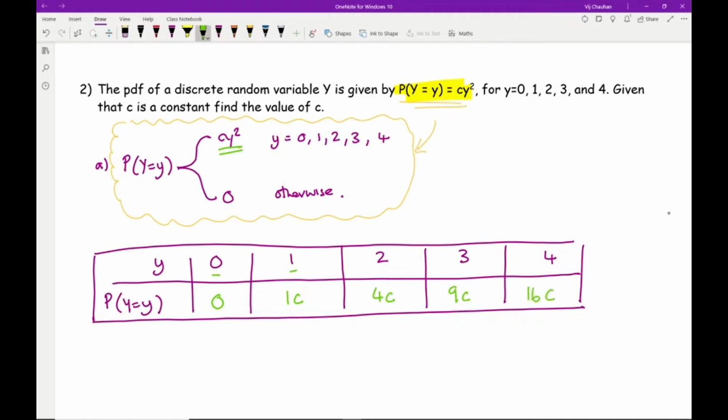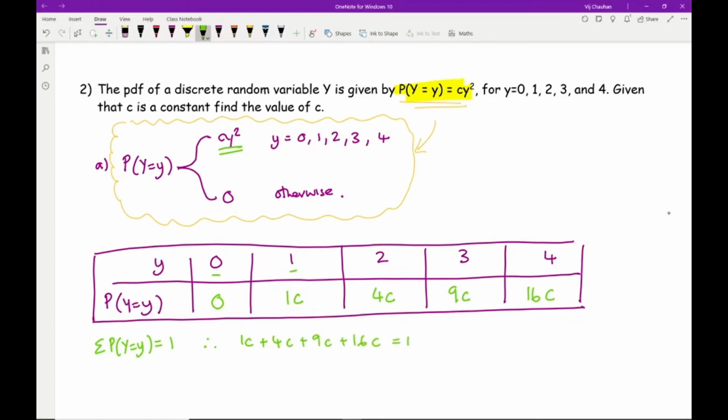Now as I said, one of the key principles of a probability distribution is that the probabilities must add up to 1. So the sum of the probabilities of Y equals y must equal 1. Therefore 1c plus 4c plus 9c plus 16c must equal 1.